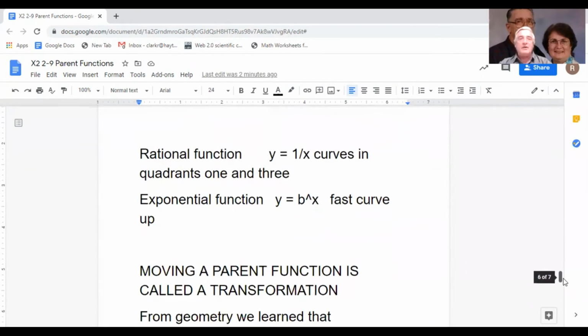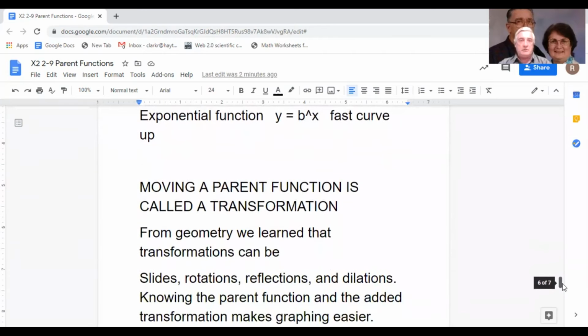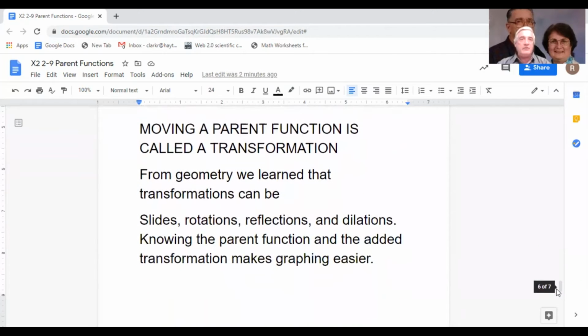Let me talk about moving a parent function. If I move you away from your parents, do you still look like your parents? Yeah, moving you down the street has nothing to do with that.